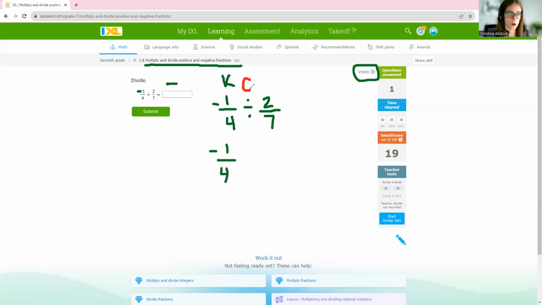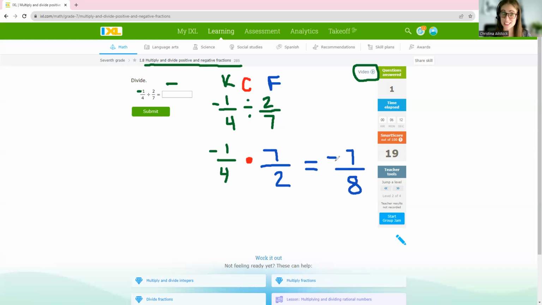We change our division sign to a multiplication sign. And then we flip our second fraction. So that means we take the reciprocal, we flip it, and it becomes 7/2. Now that it's been rewritten as a multiplication problem, we can multiply like normal, and we multiply fractions by going straight across. So numerator times numerator, -1 times 7 would give us a -7. Denominator times denominator, 4 times 2 is 8.